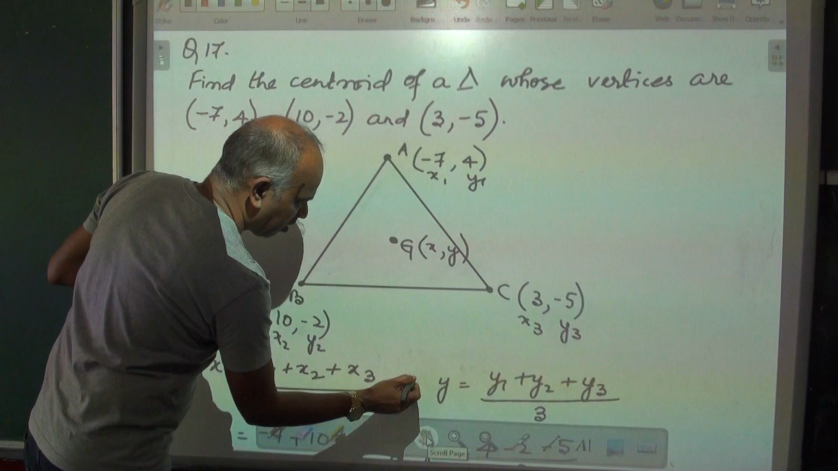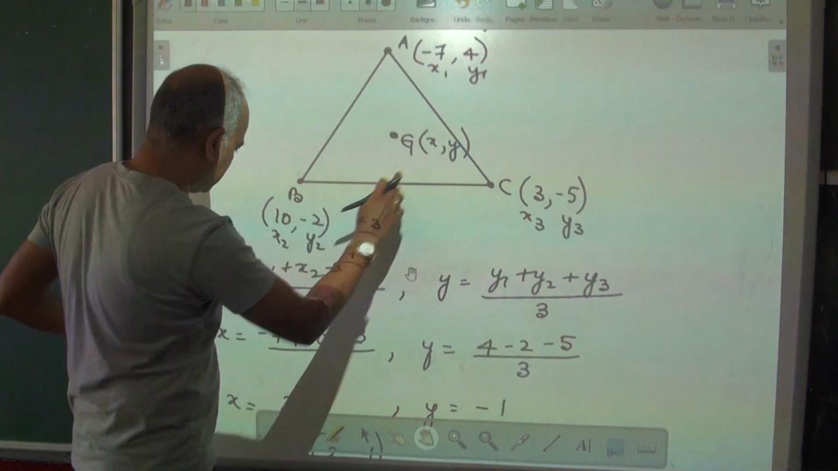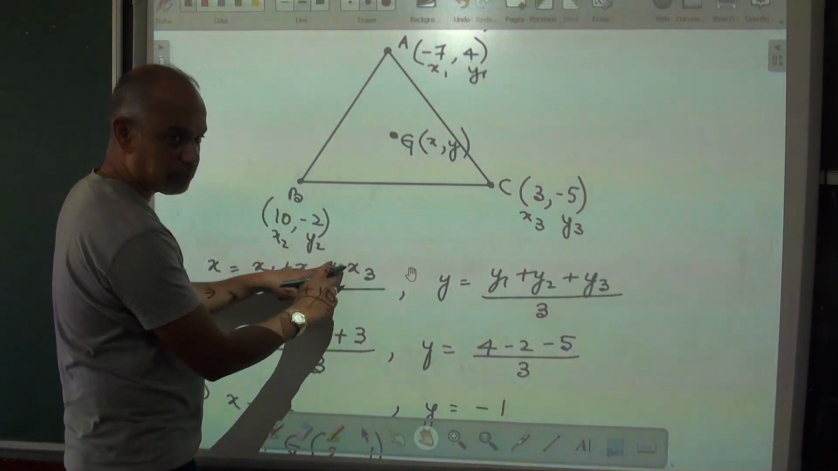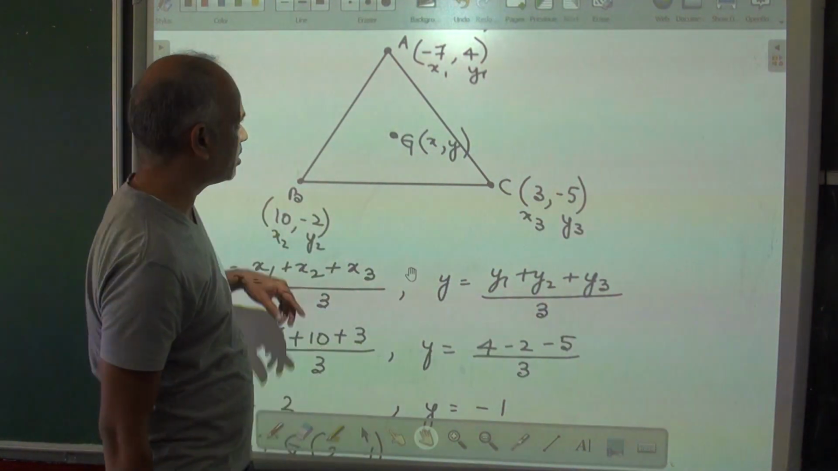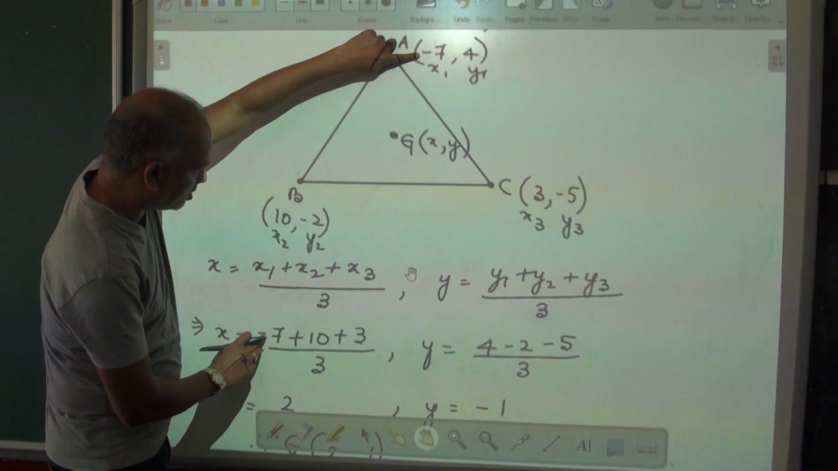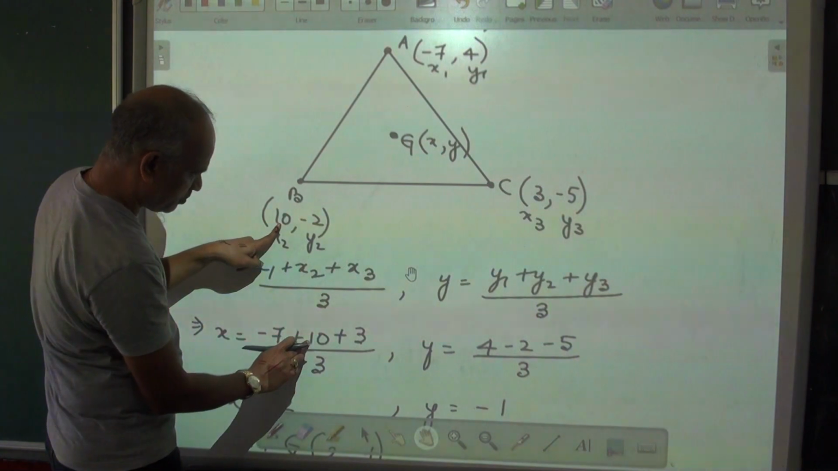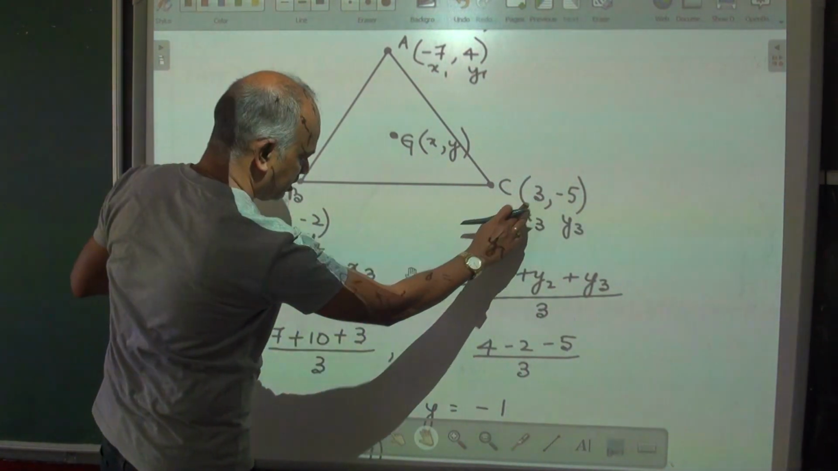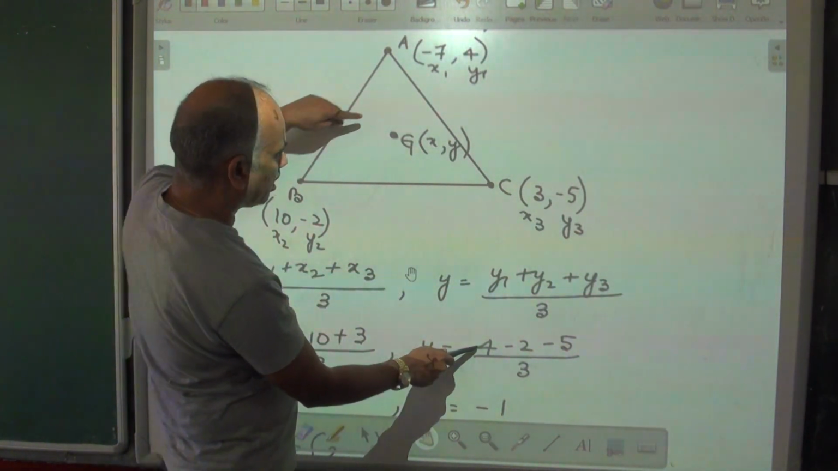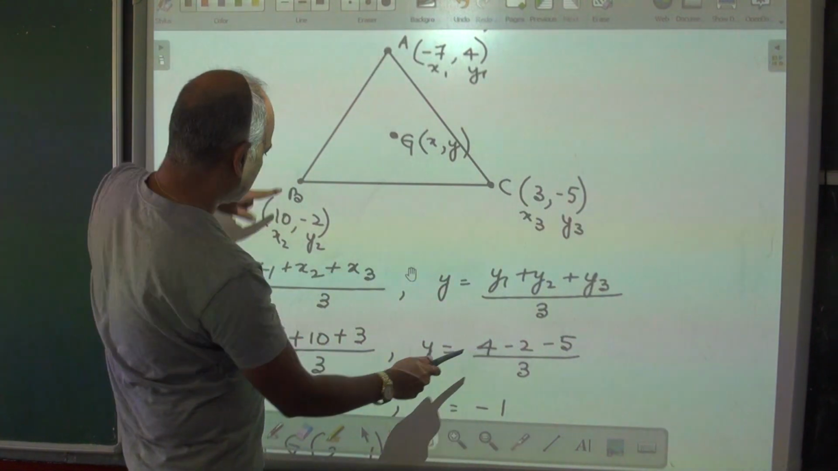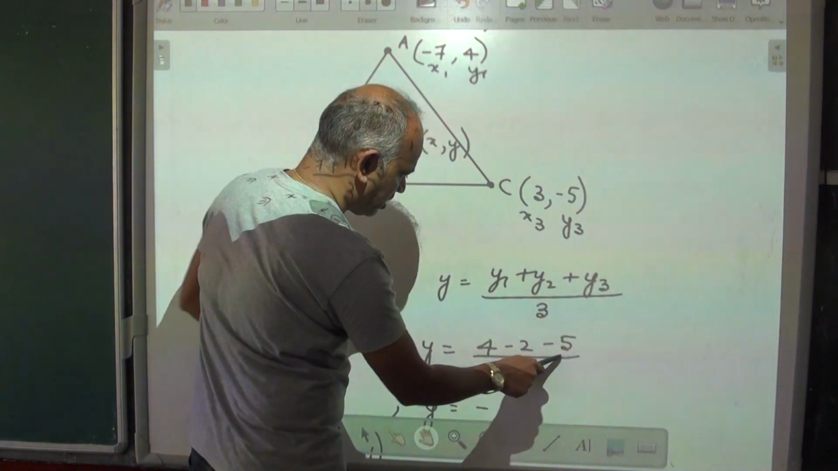And according to the centroid formula, G's coordinates is what you're going to find, x, y. X is x1 plus x2 plus x3 divided by 3. And y is equal to y1 plus y2 plus y3 divided by 3. x1 is minus 7. So x is equal to, x1 is minus 7, x2 is 10, so plus 10, and x3 is plus 3, divided by 3. And y is equal to, y1 is 4 plus y2 is minus 2 plus y3 is minus 5 divided by 3.